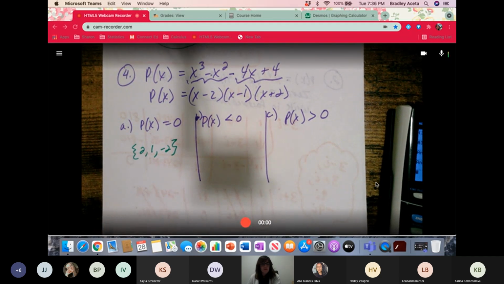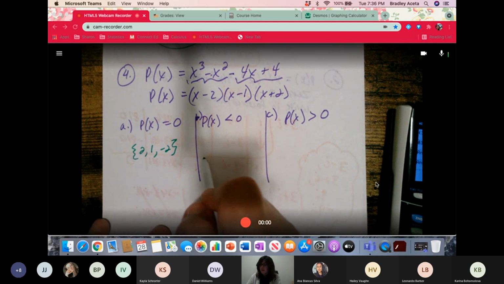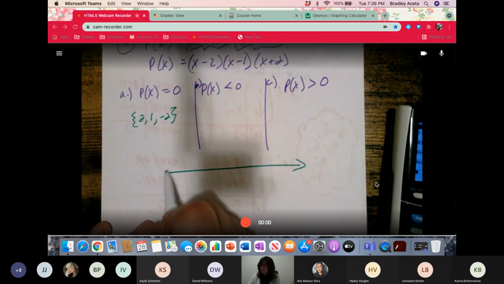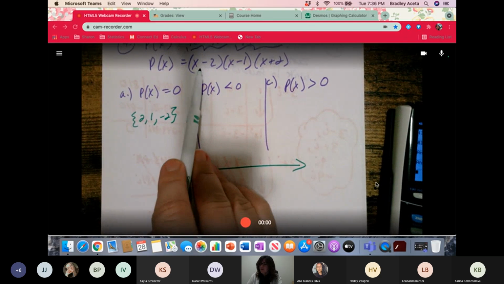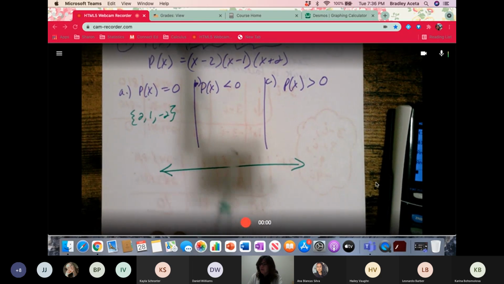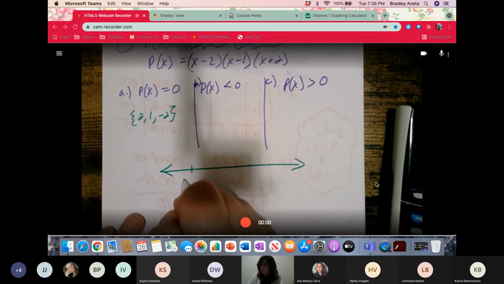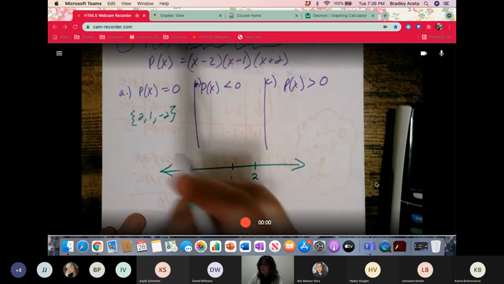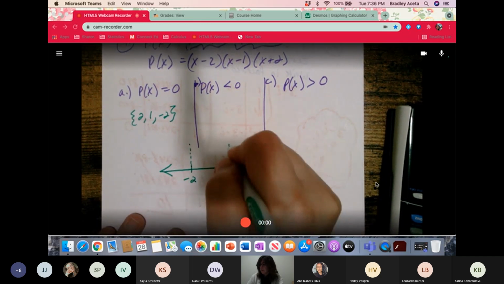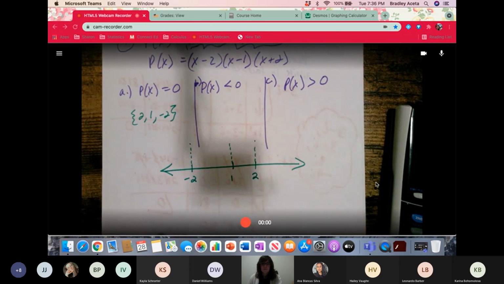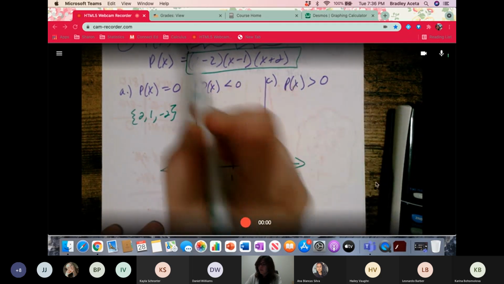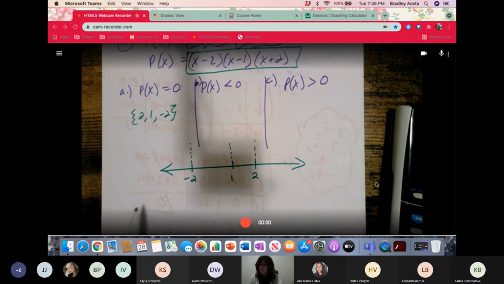What if you have an inequality? What if you have a less than symbol? Then you have to do a number line. Okay? I'm actually going to make my number line down here. So I'm going to put all my zeros on this number line in correct order. Negative 2, 1, 2. And I'm going to test my zones. Okay? I'm going to plug it in right here and put whether it's a positive or a negative. I'm going to do a sign test.